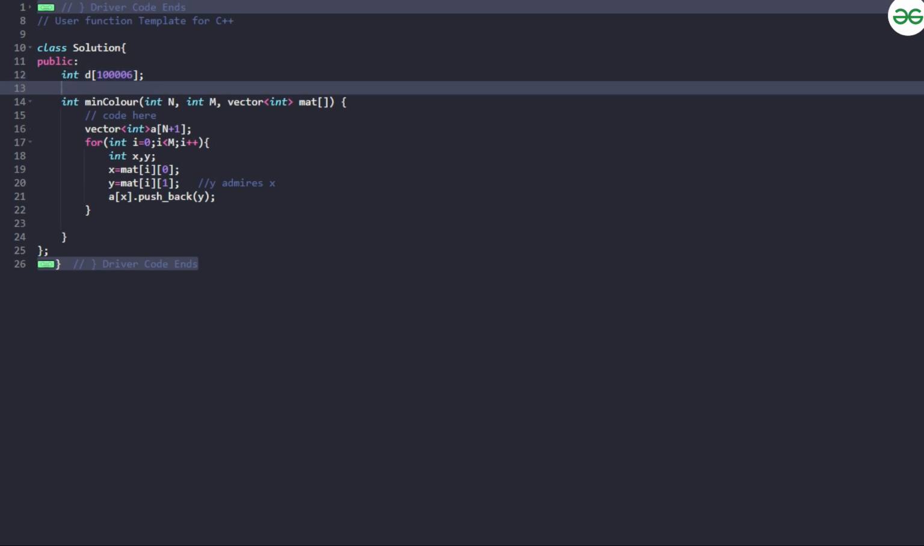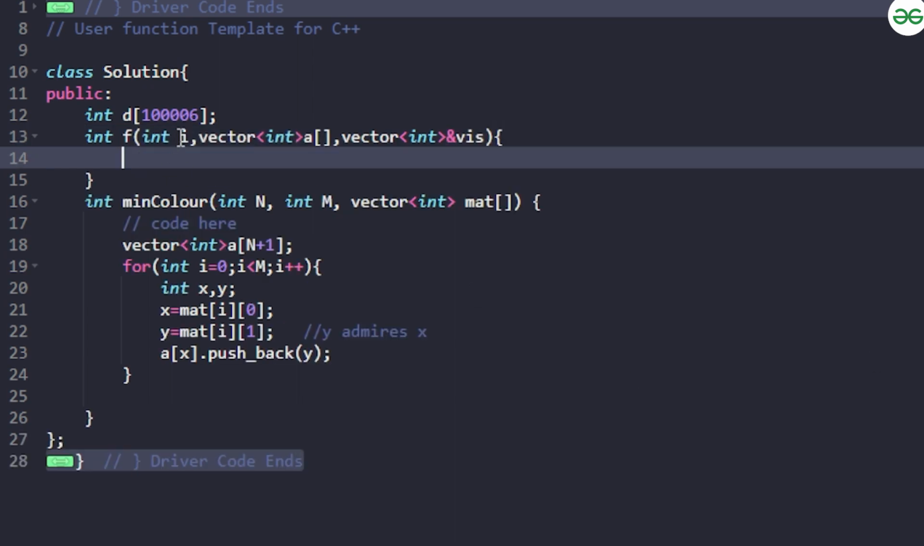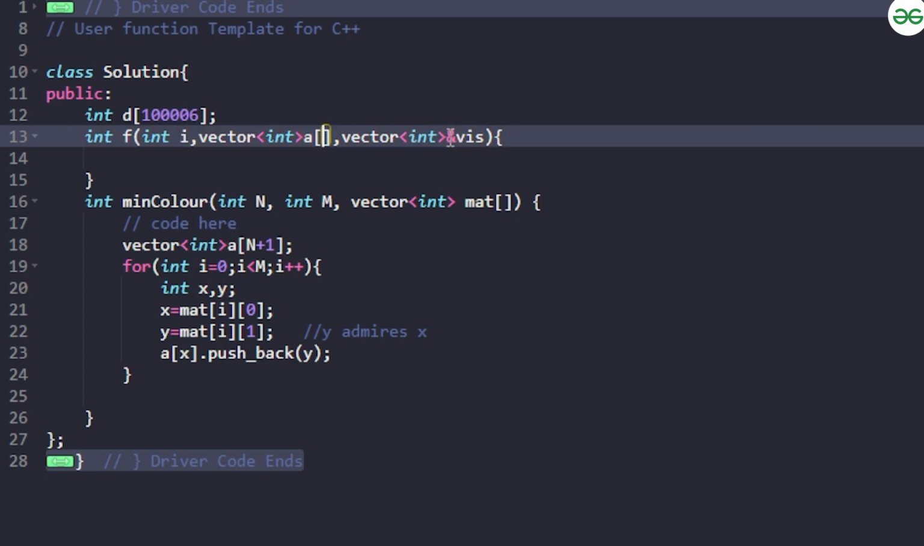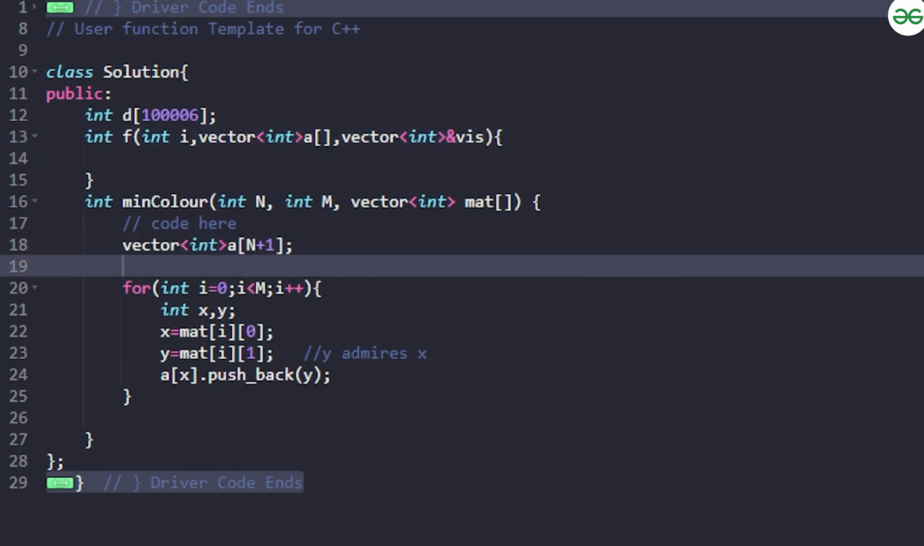Now we can initialize a function. Let's name the function f, and it is basically DFS. That function will take i as the current node from where we will check, A is the matrix which we have declared here, and one more matrix, which is the visited matrix, which is used in the case of DFS. So we will also initialize a visited matrix, which will make a record of the nodes which we have visited. That's the simple thing.